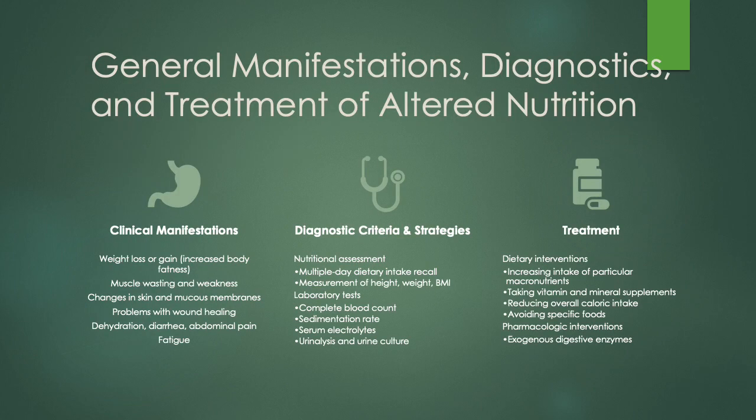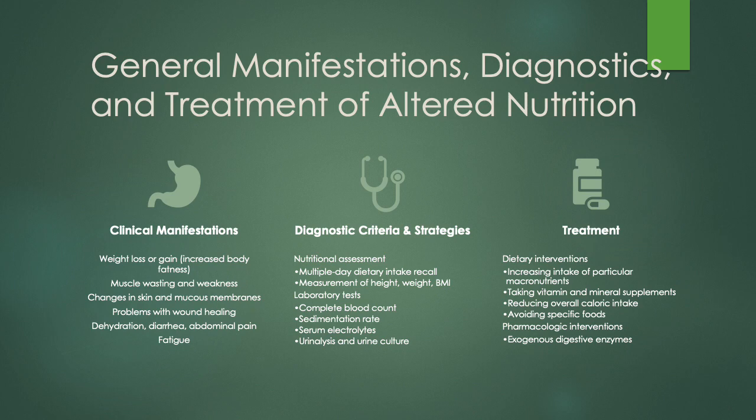As far as your manifestations, diagnostics, and treatment of altered nutrition, general manifestations is either weight loss for undernutrition or weight gain, depending on if it's overnutrition. You may have muscle wasting and weakness as a result of both of those. You'll see changes in the skin and mucous membranes. You will have a problem with wound healing because nutrition is directly related to wound healing. If you don't have the proteins or the basic components that would help the body sustain life, you cannot heal wounds. So you'll see issues with that. As far as other issues, you may even see dehydration, diarrhea, nausea, vomiting, abdominal pain, and fatigue.